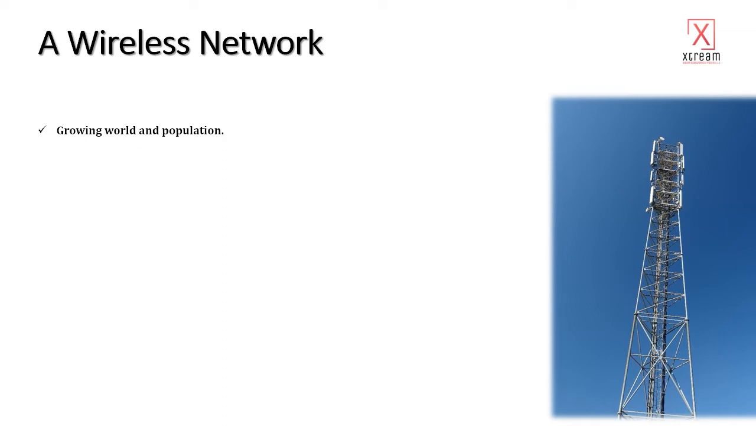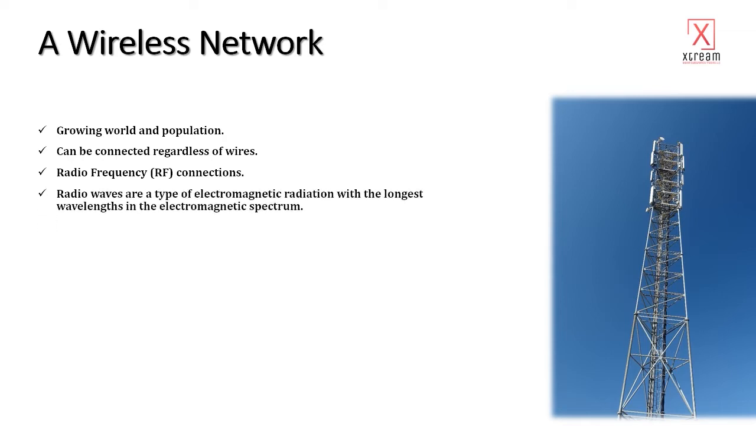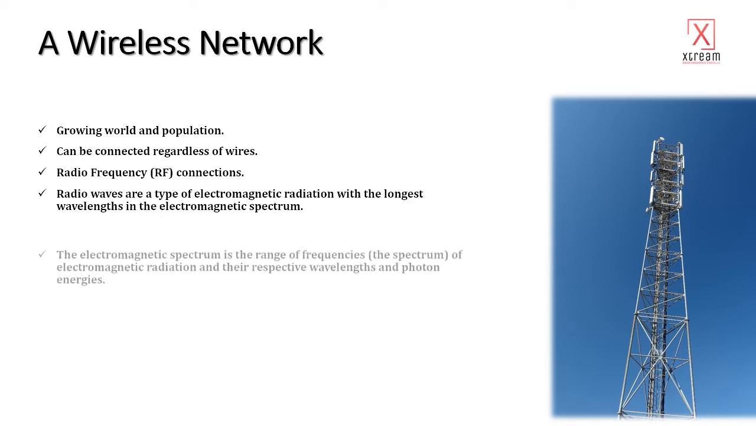You can use radio frequency, and you can connect two devices in a wireless network via radio frequencies. So what are radio frequencies? What is the electromagnetic spectrum? And what are bands? All these things we are going to discuss in the video. Radio waves are the type of electromagnetic radiation with the longest wavelength in the electromagnetic spectrum. So radio waves are just a part, or a band, of the electromagnetic spectrum.